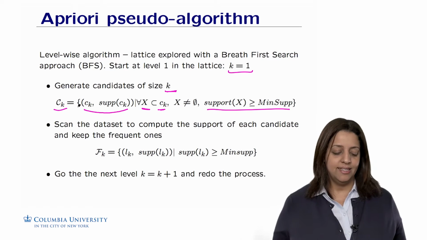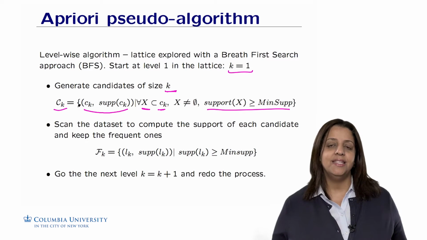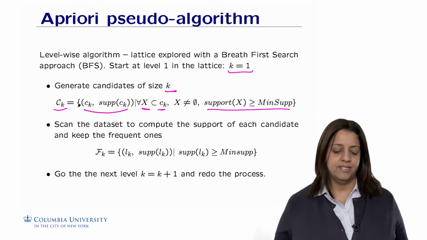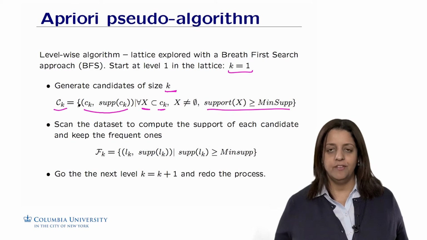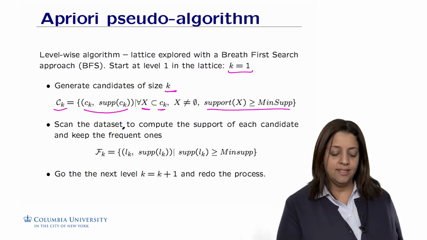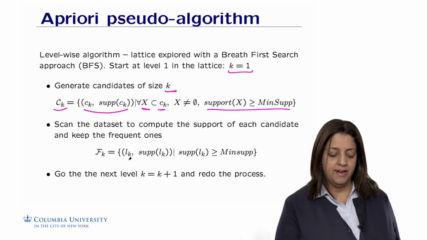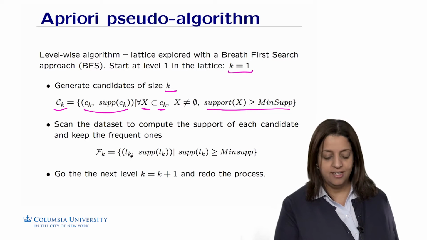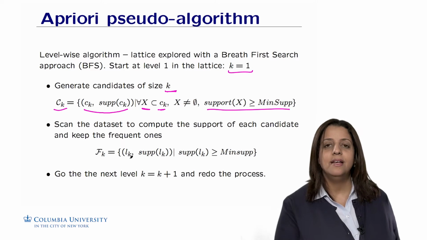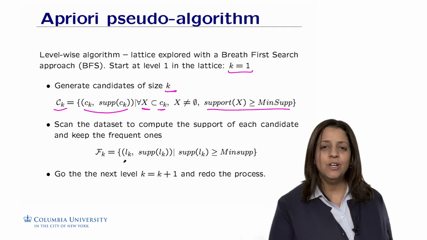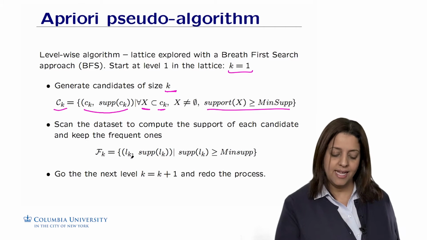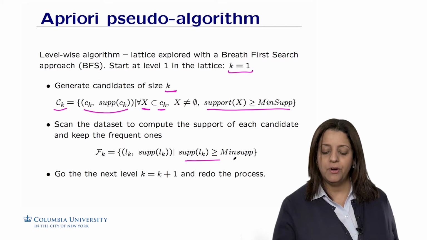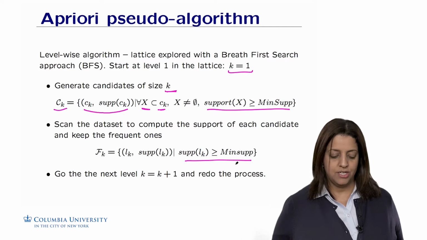Once we get our candidates, what we'll do is scan the data set, going through all the examples to check the frequency of each candidate. So we scan the data set to compute the support, and we keep only those pairs, Lk and the support of Lk. L stands for large. Large in the Apriori framework means frequent. So I keep all large k-itemsets that have a support bigger or equal than the minimum support threshold we have set up.